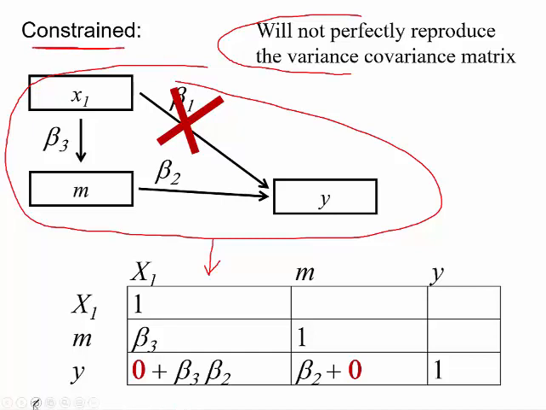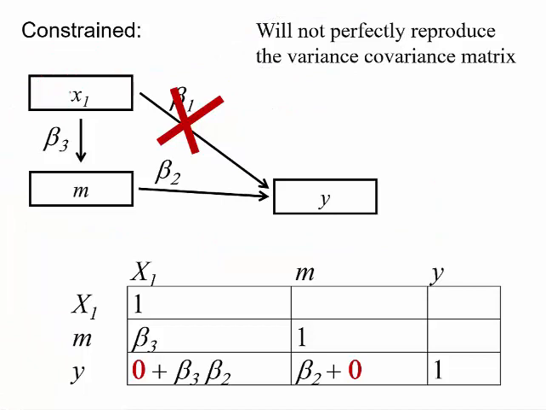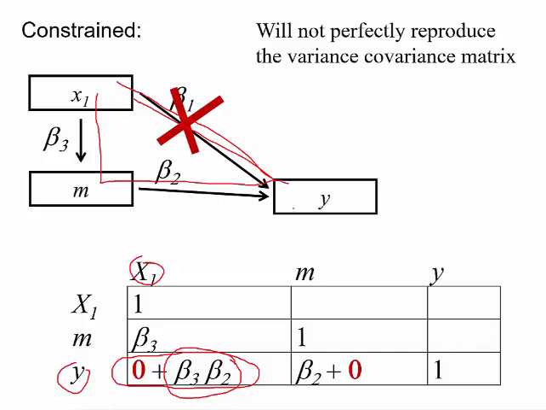Let's see how this would work in this current example. The covariance between x1 and m is simply equal to beta 3. That's still the same as before, and we can estimate that accurately. So that's just fine there. But what about the covariance between x1 and y? We saw before that was equal to beta 1 plus the product of beta 3 times beta 2. We have our direct pathway plus our indirect pathway, and you add those two together to get the total effect of x1 on y.